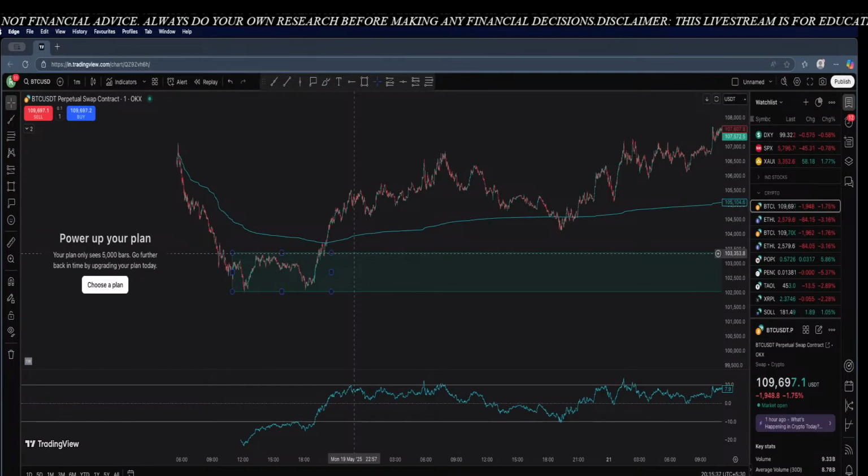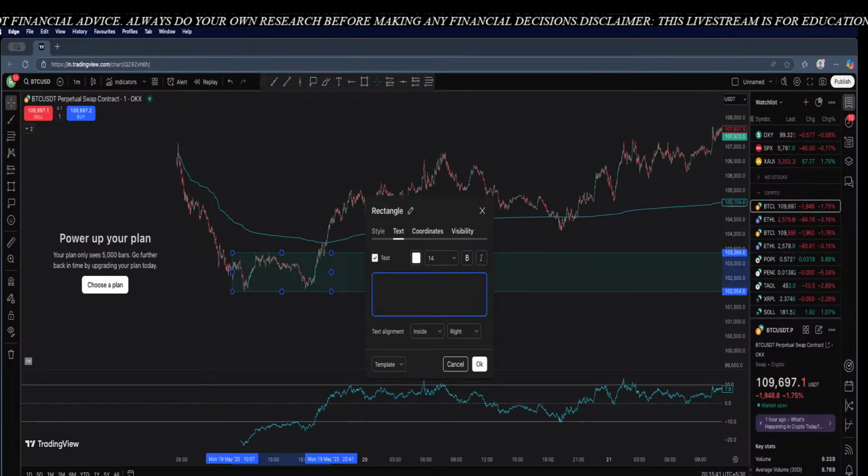Something like this would be an important zone. So the 100K, 102K region.